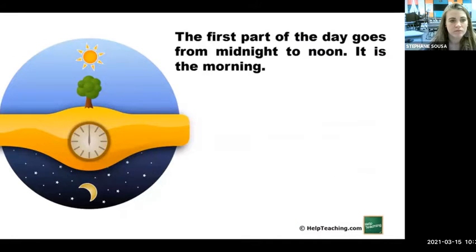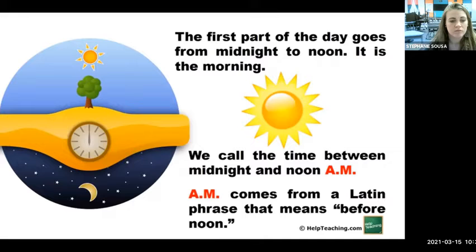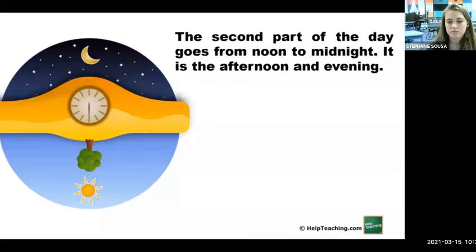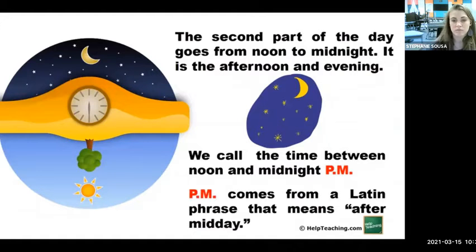The first part of the day goes from midnight to noon. It is the morning. We call the time between midnight and noon AM. AM comes from a Latin phrase that means before noon. The second part of the day goes from noon to midnight. It is the afternoon and evening. We call the time between noon and midnight PM. PM comes from a Latin phrase that means after midday.